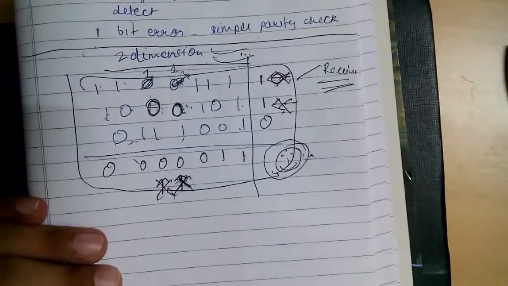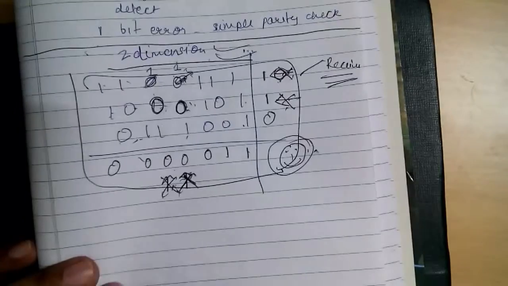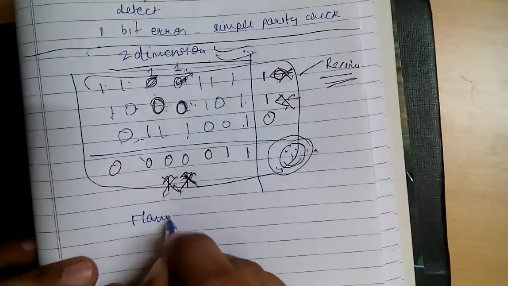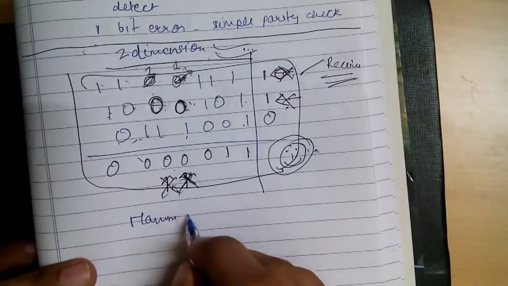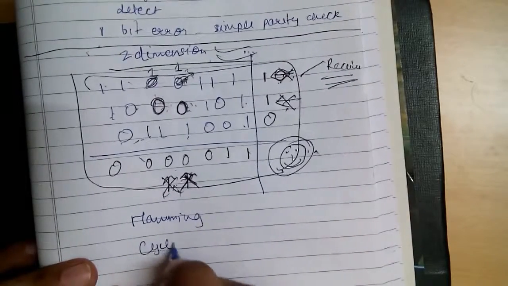In the next one we will be talking about the Hamming codes technique. Hamming codes are also mostly like this parity check only, and about cyclic redundancy.